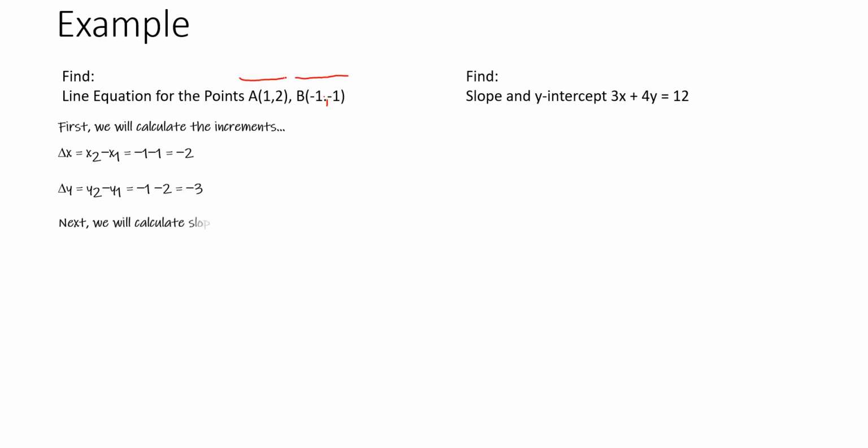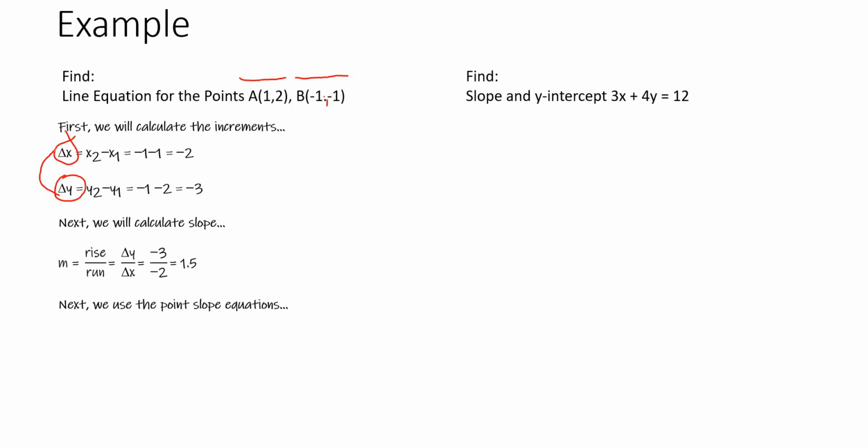Next, we will calculate the slope, otherwise known as m, and that is, of course, rise over run. So we have m equals rise over run, which equals delta y over delta x, which is -3 over -2. So this guy on the bottom divided by this guy up here. And that gives us a slope value of 1.5.